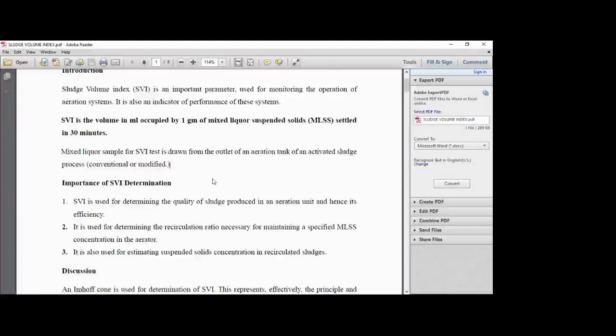So now let's understand firstly what MLSS is, right? MLSS is nothing but the name of the sample that we collect from the outlet of the aeration tank, right? Outlet of the aeration tank. Whatever sample is collected, we normally call it mixed liquor, but in general terms we will call it MLSS, that is mixed liquor suspended solids.